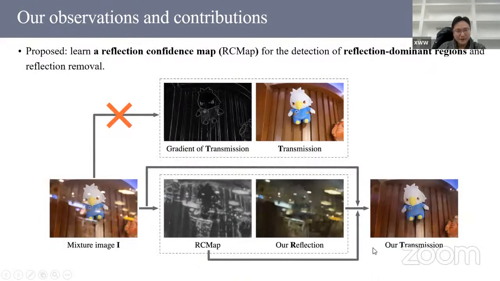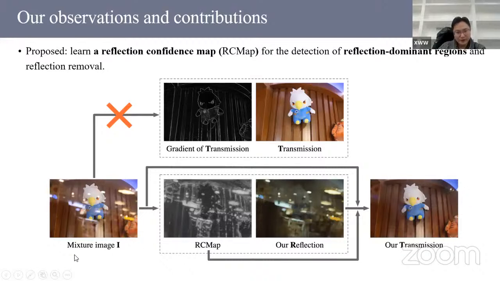So here is the result of our network. We propose a location-aware single image reflection removal network. That means we train the network to learn a reflection confidence map, that means we train the network to learn where the stronger reflections are, to detect the reflection dominant regions and then remove the stronger reflections. So this is our result.